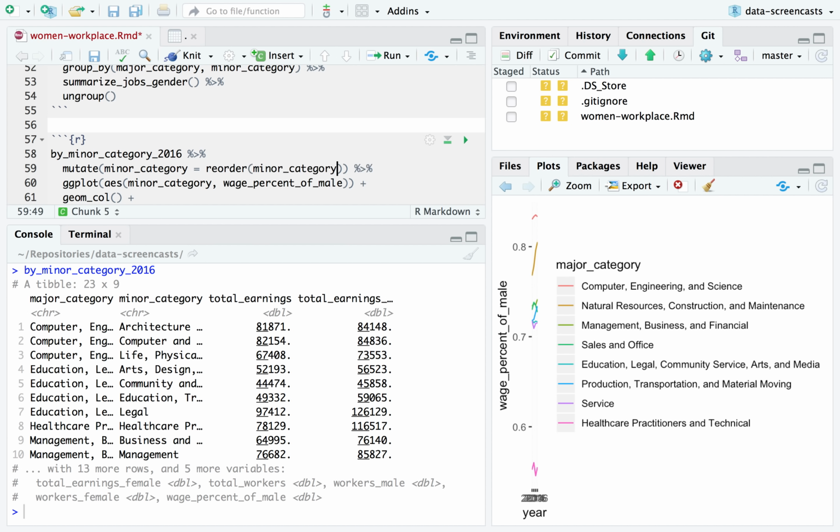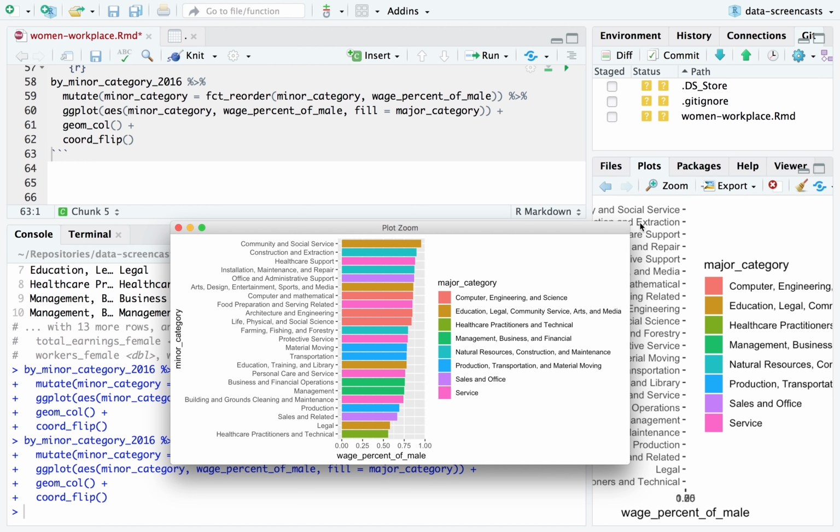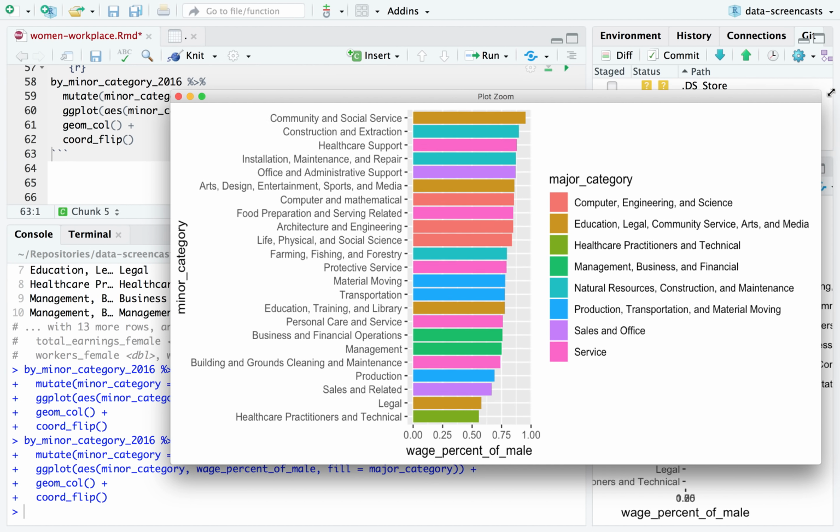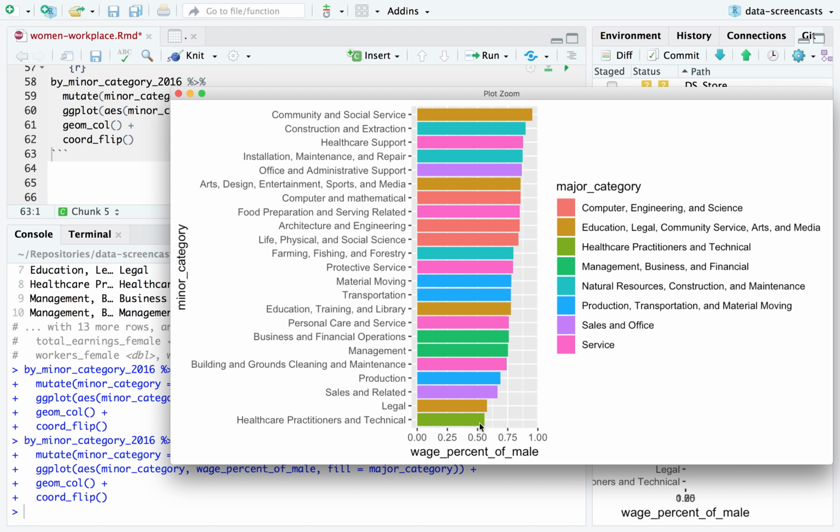So within each minor category, what do I see? Healthcare practitioners and technical is a whole minor category. If I tried fill equals major category, I was expecting it to break that down a little bit more, but it doesn't. Okay, so there's only one minor category within it. So we can see that, for example, within community and social service, aggregated in that minor category.